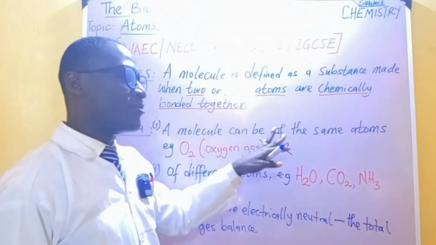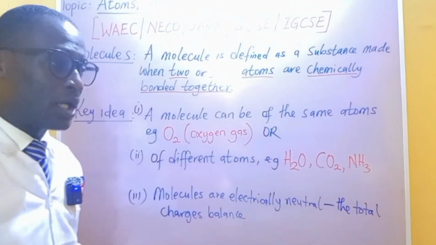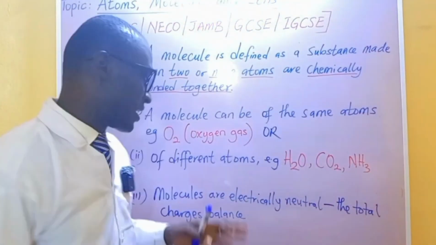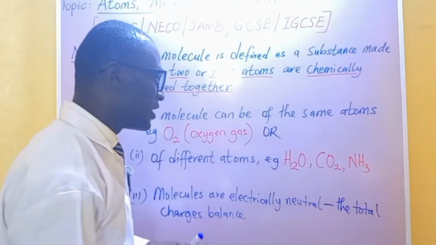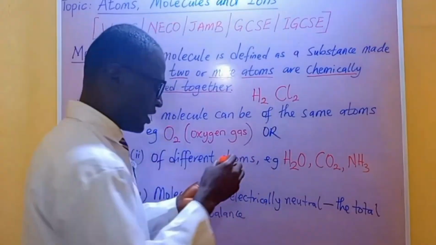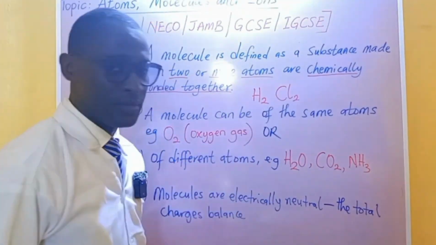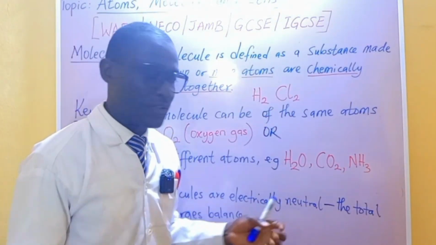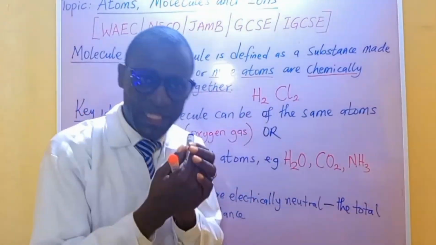Now, a molecule can be of the same atoms. Example is oxygen, O2. That's oxygen gas. That is a molecule. That is two oxygen atoms combined together. That's a molecule here for oxygen. Another one is H2. Another one is Cl2. Now, H2 is hydrogen gas, and Cl2 is chlorine gas. This is a molecule of hydrogen gas. This is a molecule of chlorine gas. So when two atoms join together, chemically bonded together, they form what?